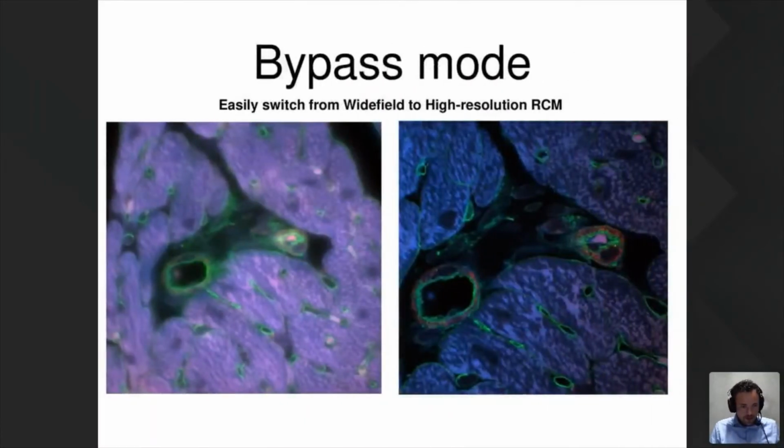Because our system is camera based, you can also utilize the camera in wide field mode, which is nice because some people don't use the confocal or don't need the confocal. So they want to use the camera at the highest speed possible, and then you can go into the wide field mode. Simply by switching a lever called the bypass knob, you can switch between wide field and high resolution RCM.